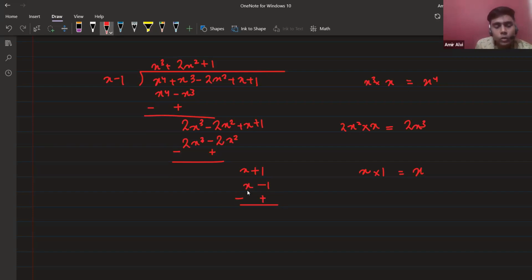Yeah. X will cancel out negative, and 2. 1 plus 1 plus 1, 2. Clear?